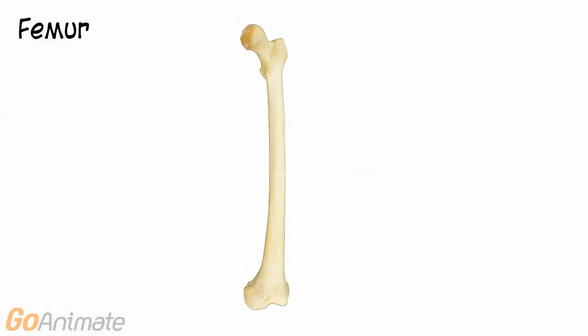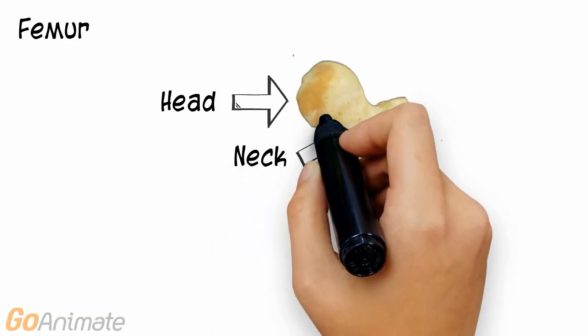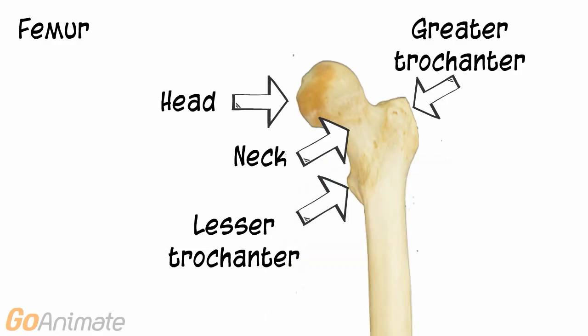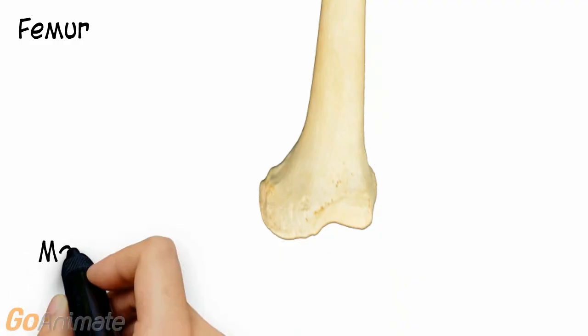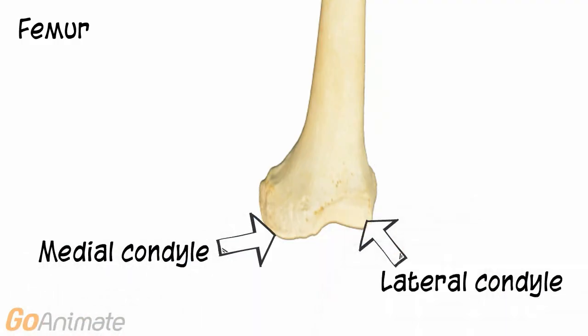Let's look at the femur next. Here is a closer look at the proximal portion of the femur. We see the head, neck, and large processes known as the greater and lesser trochanters. The distal femur contains large rounded processes called condyles. These are the medial and lateral condyles.